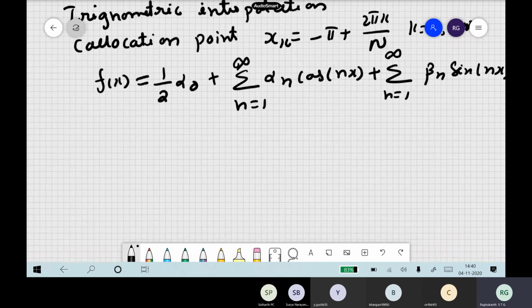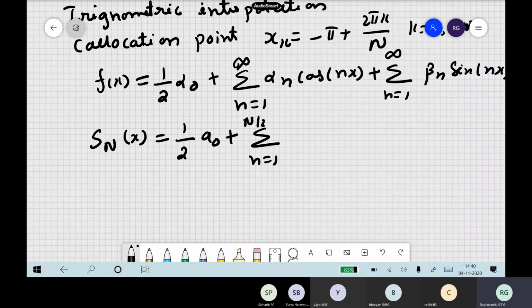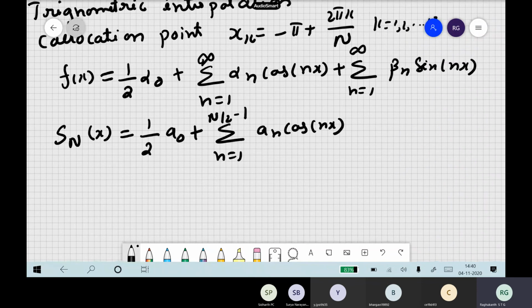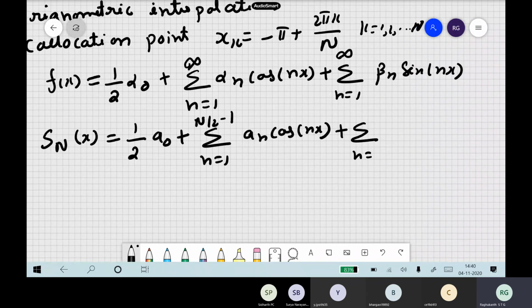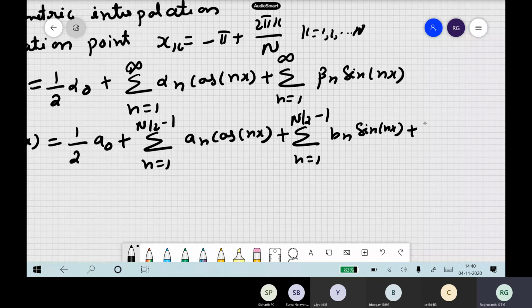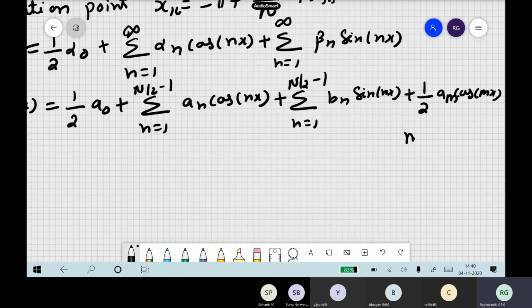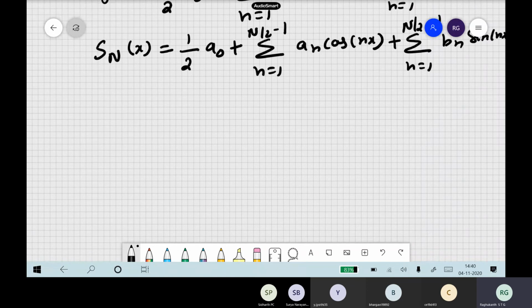Now if you want to find the trigonometric polynomial which interpolates this function f of x, we can write this expression as half a naught plus the sum from n equal to 1 to n by 2 minus 1 of a n cos of nx, plus the sum from n equal to 1 to n by 2 minus 1 of b n sin of nx, plus an extra term, half a m cos of m times x, where m is equal to n by 2. So S n is our interpolating polynomial.